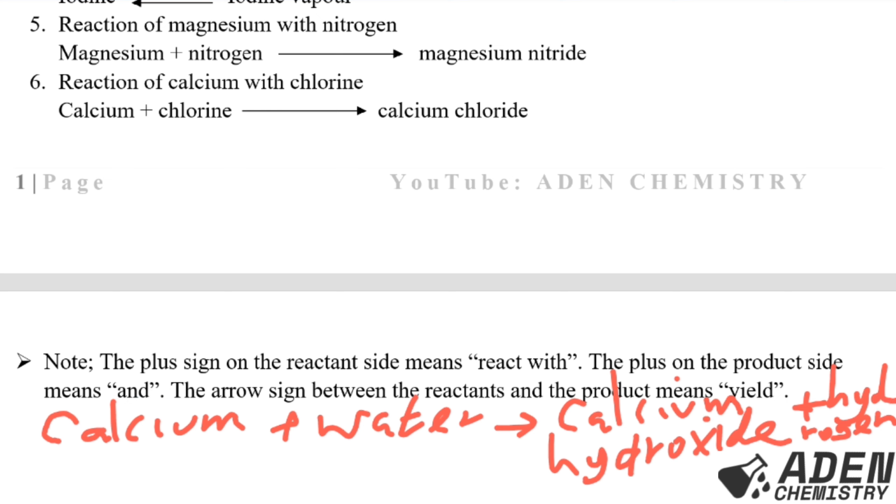Next, the arrow sign between the reactant and the product, this is the arrow sign we are talking about, means yield, or formed, or produced.